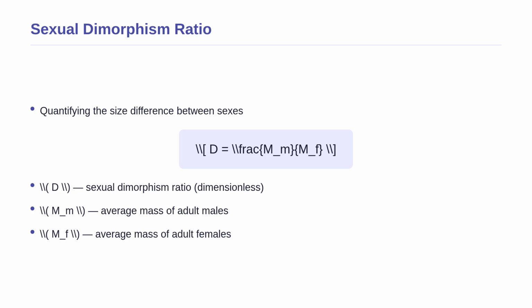When the male mass increases relative to the female mass, the ratio D becomes much greater than 1, which physically indicates a fiercely competitive, male-biased mating system. If the ratio is exactly 1, it means both sexes are the same size, pointing to a monogamous system.